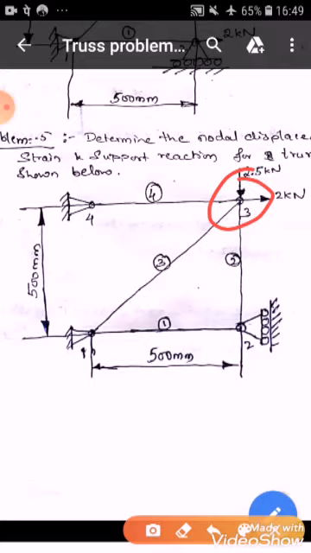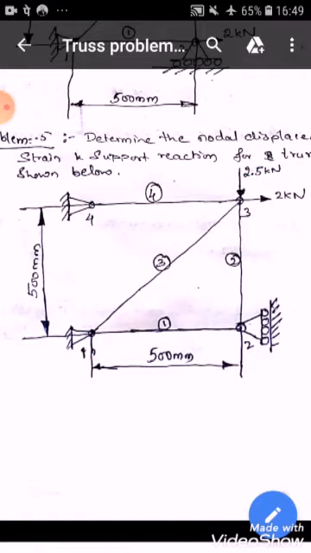Coming to node 3, node 3 is totally free. It can displace in both x and y directions. Node 1 is totally fixed, meaning u and v both are 0. And node 4 is also fixed, so u and v for this node are also 0. Discussing the problem here only.